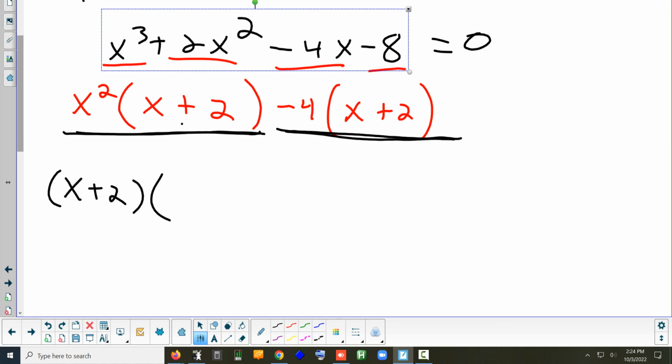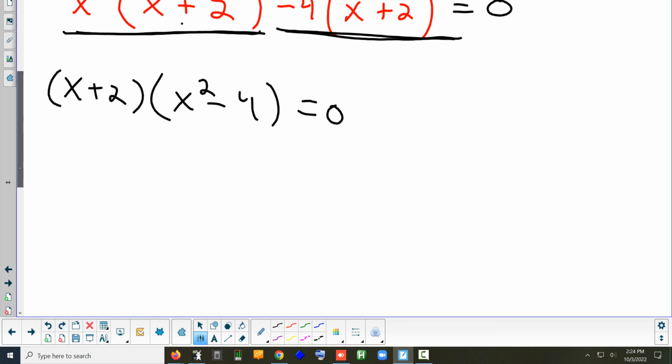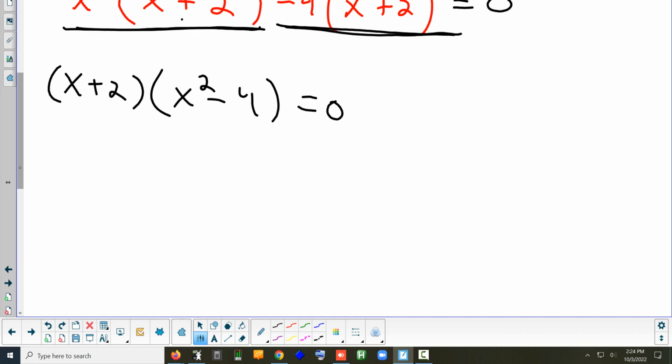If you factor it out of the first one, it's gone. And what's left there? Just x squared. And if you factor it out of the second one, it's gone. What's left there? Negative 4. And now we're at the last step. We have something times something equals 0. This whole thing times that whole thing equals 0. What's the only way you can multiply two things together and get an answer of 0? One of them has to be a 0. You have to multiply by 0 to get 0.